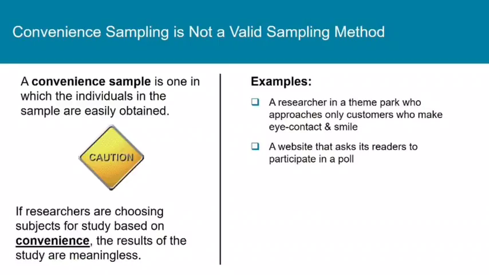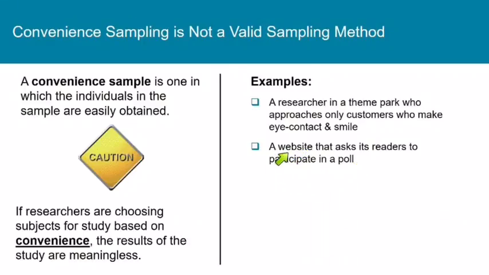So here are a couple of examples. A researcher in a theme park who approaches only customers who make eye contact and smile is getting a convenient sample, because she only wants to talk to people who are going to be pleasant and accommodating and stop and talk to her and maybe tell her the things that she kind of wants to hear. And another example of a convenient sample would be a website that asks its readers to participate in a poll.